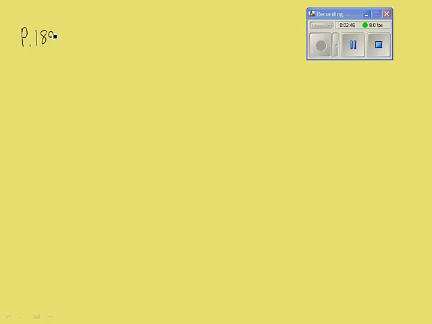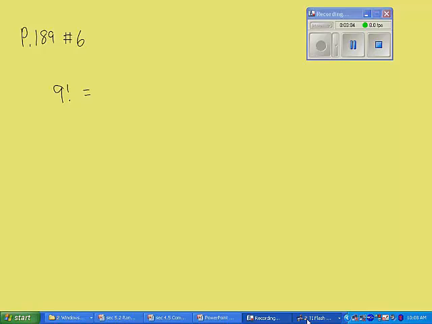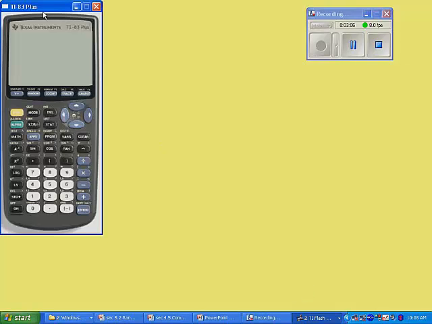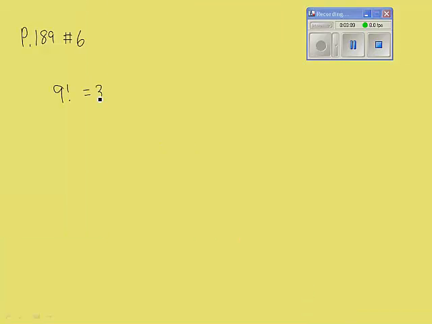Page 189, number, and where is it, the baseball one? Number 6 says, how many ways can we rearrange a baseball lineup? Are you surprised how many ways there are? 9 factorial, which ends up being, what do we say? Is enormous. Wow.